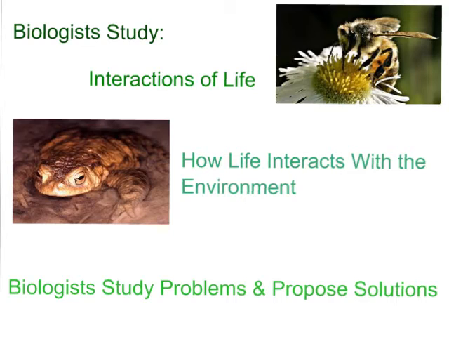Biologists study the interactions of life. We like to know how organisms interact with other organisms. For example, this honeybee is interacting with that flower and pollinating it, actually. Biologists like to know how life interacts with its environment. So here, this is a spadefoot toad, and it is interacting with its environment. They like to dig down and burrow into the mud when it's really dry. So biologists like to know about the environment that the different organisms live in and how they interact with it. Biologists also study problems and propose solutions to those problems.